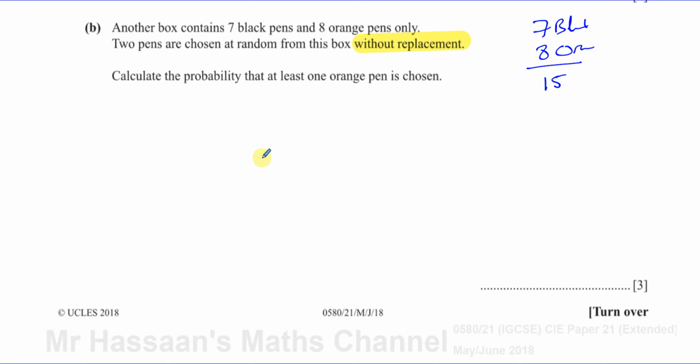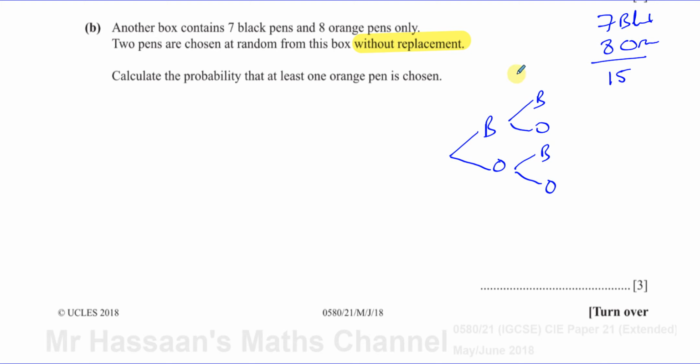So basically, we can think about this like in a tree, just to explain it. The first pick would either be black or orange. Then you have the second pick. Again, it can be black or orange, depending on what happened in the first pick. Let me just move this out of the way.